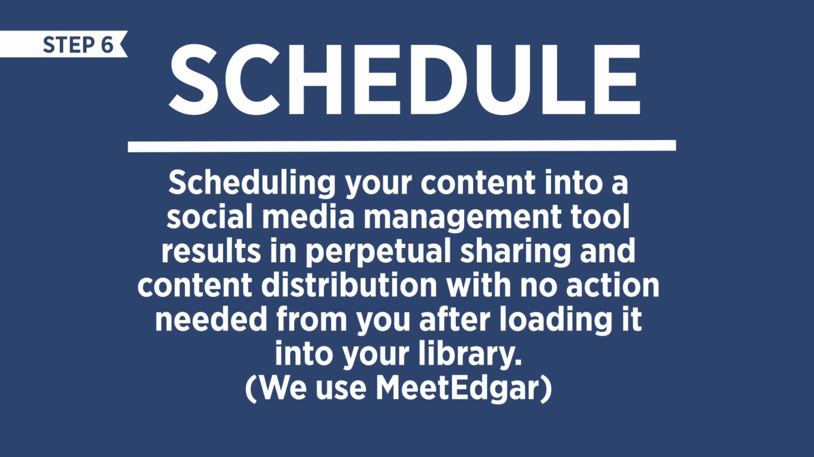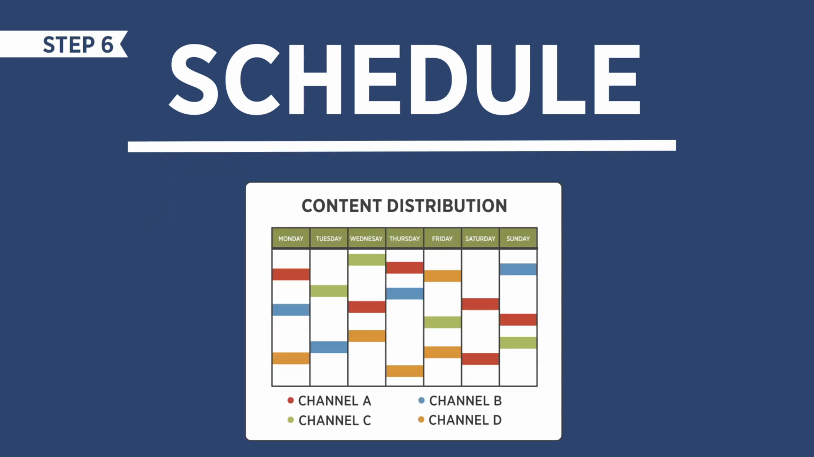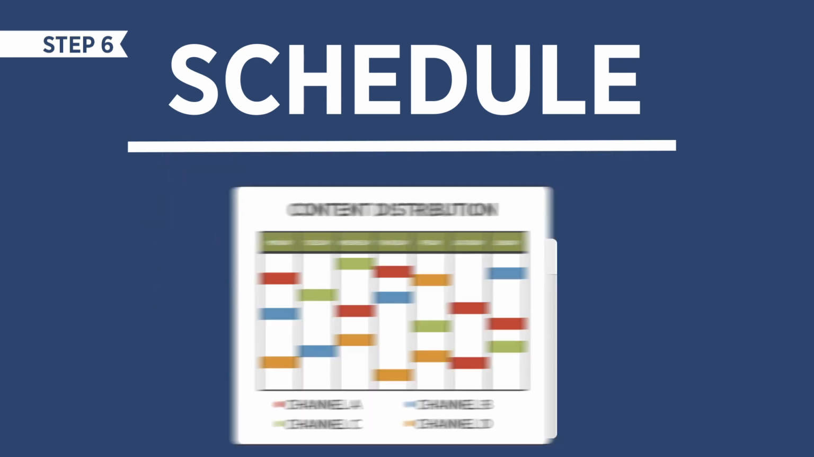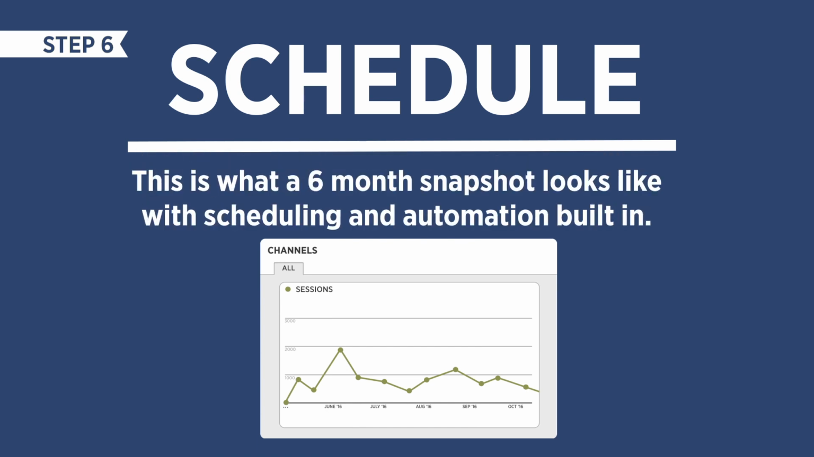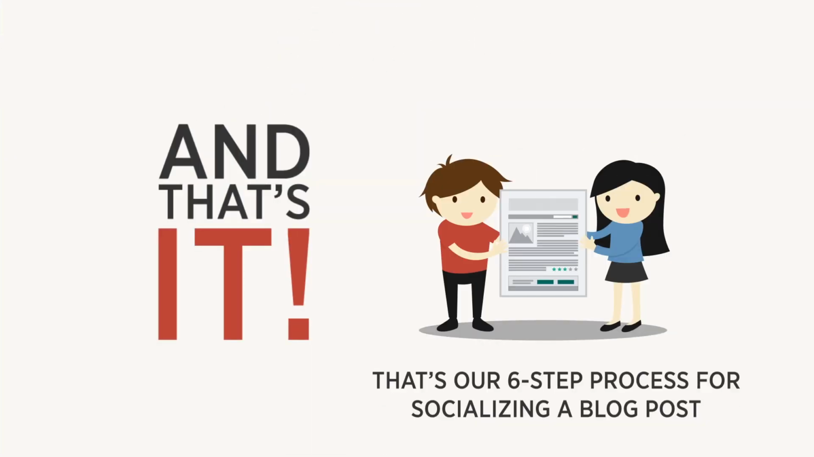Let me say that again. It requires no further action from you. That's a really big deal. That means your content will continue breathing and continue getting eyeballs on it with no further effort from you. That sounds like a huge win. You get a whole lot for a whole little. And that's it. That's our 6-step process for socializing a blog post.